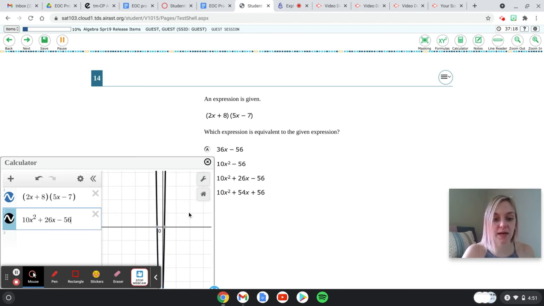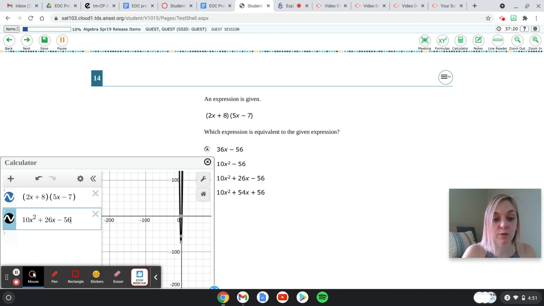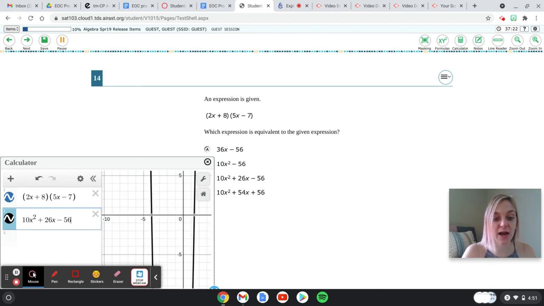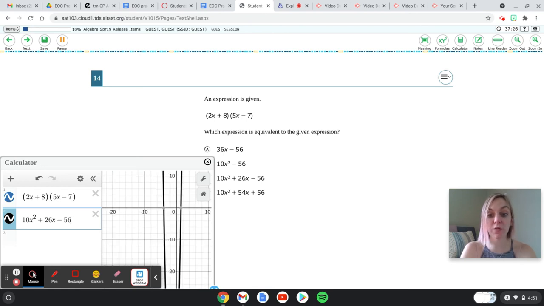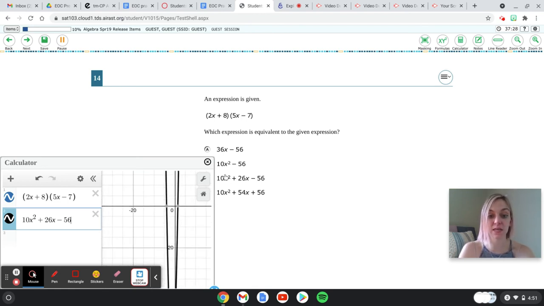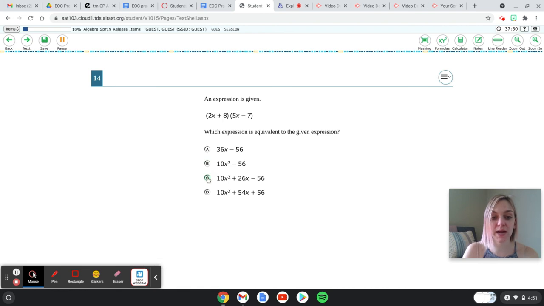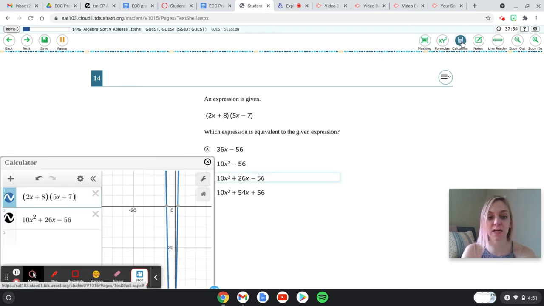And let's see what we get. So I can't even tell that I have two graphs here because they overlap perfectly, which is what I'm looking for. This is what I want. So I'm going to select C, but I'm also going to put in option D just to make sure that C is the right answer.